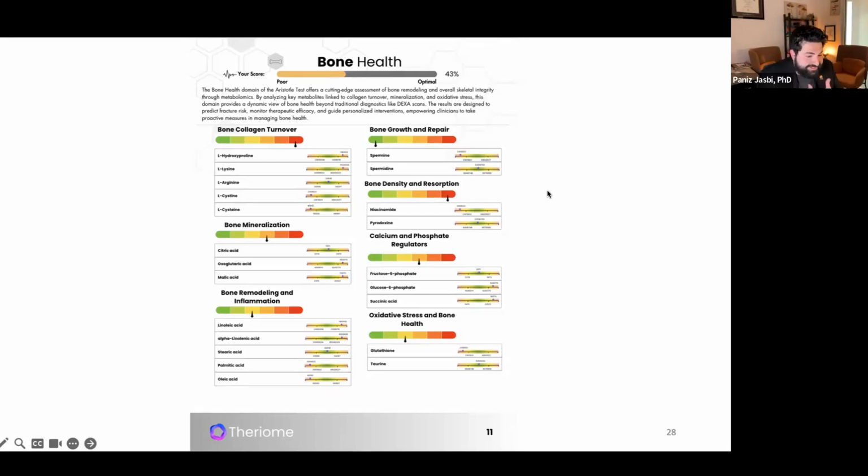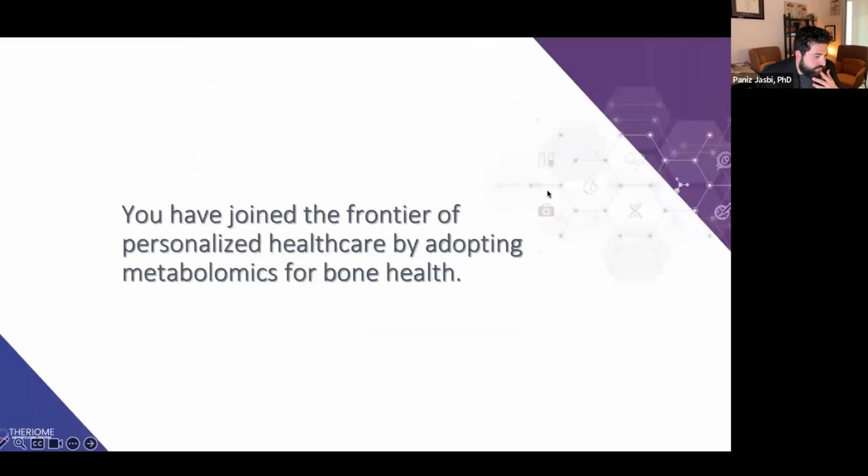And we still have to look over glycine, right? So this is still in tandem, but give us a couple weeks, this will start being reported in your own customers' data. And so you have joined the frontier. Hopefully, you'll adopt metabolomics for bone health.